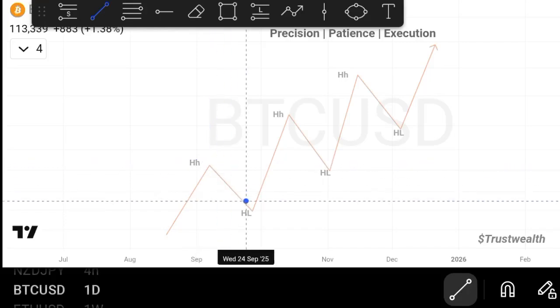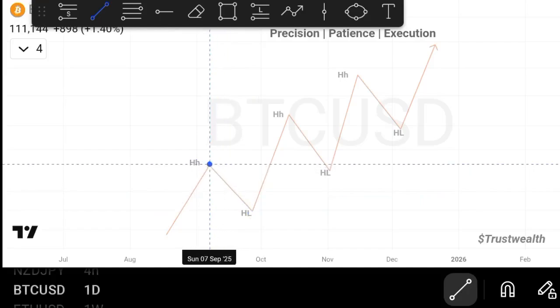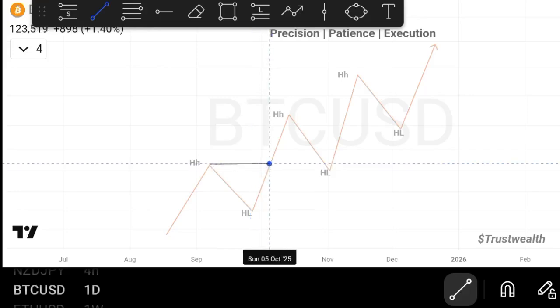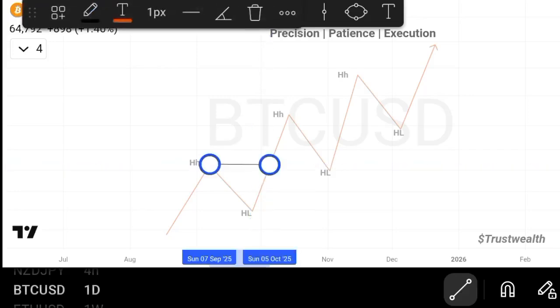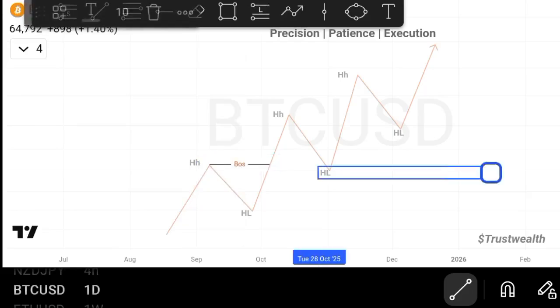So now immediately this higher low takes out this higher high, we'll say, okay, we have a break of market structure. Immediately that high takes out that previous high, we have a break of market structure. Let me name that a BOS, a break of market structure.